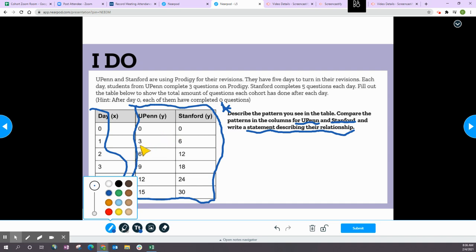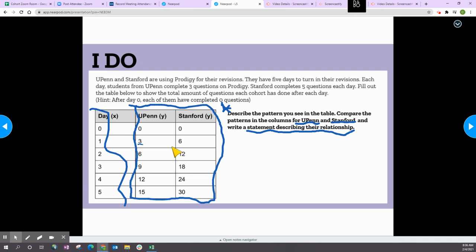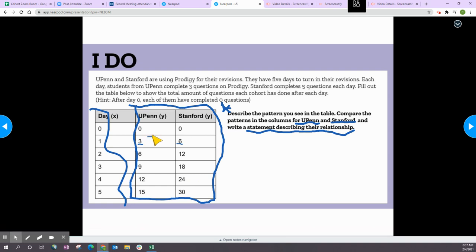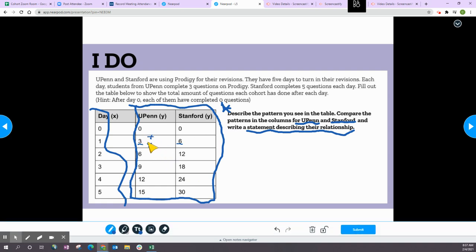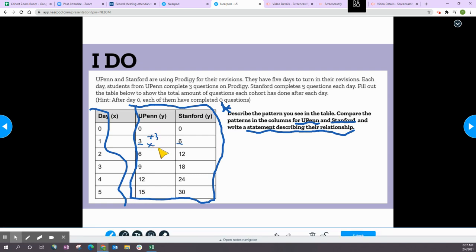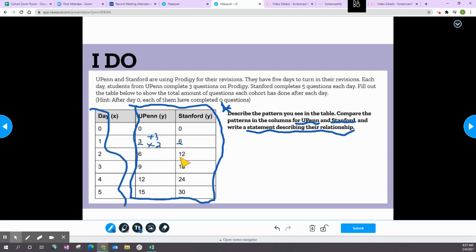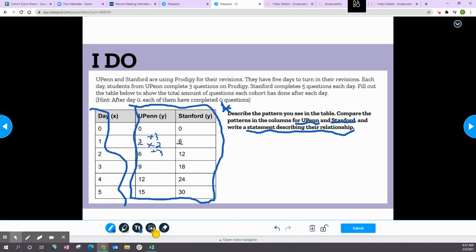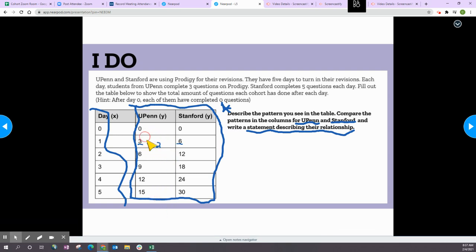I see that if I am going from UPenn to Stanford, I am increasing. If I am increasing, that means I could be adding or multiplying. I know that 3 plus 3 is 6. I also know that 3 times 2 is 6. So either one of those could be my rule. But we remember that in order for a rule to be true, it must apply to the entire table. So I'm going to keep testing these rules. 6 plus 3. 6 plus 3 does not equal 12. That means that plus 3 is not going to be my rule.